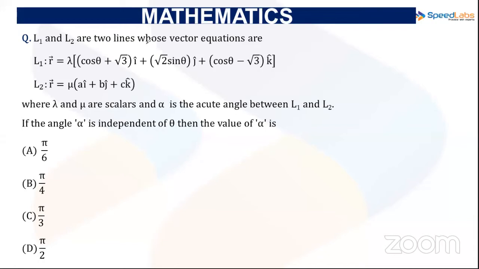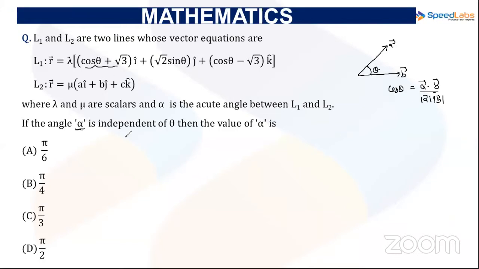Okay. So let's do this question. So here two lines are given to you, and it is given that alpha, the angle between these two lines, is independent of theta. Then you have to find the value of alpha. So we know if we have two vectors A and B making an angle theta, then cos theta is equal to A dot B upon mod A into mod B, right? So here also two lines are given to you, which is equivalent to two vectors.